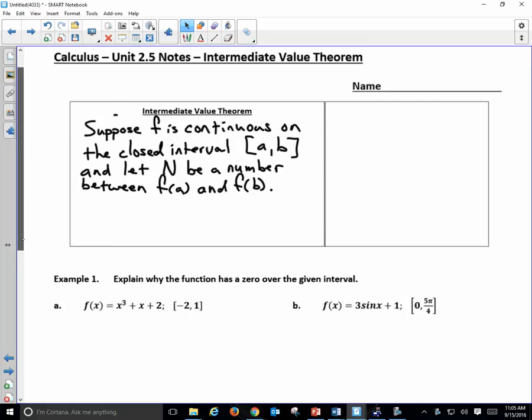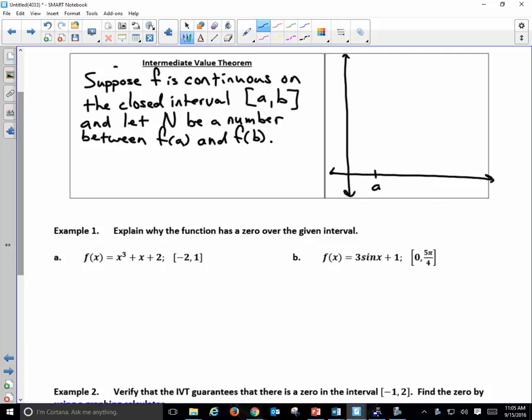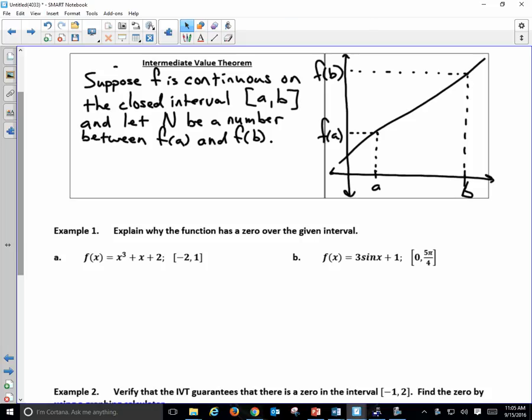So the intermediate value theorem starts out as that, and now I can start to draw the picture so we can make sense of what's left here. I have a value A, I have a value B. And the function is continuous. This would be f of A, and this would be f of B. It says that there's a number between f of A and f of B.